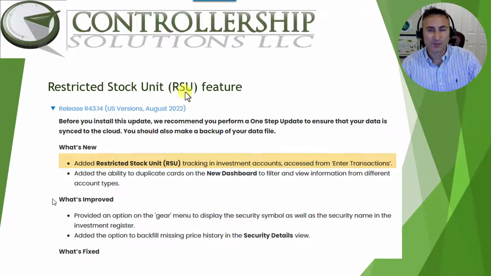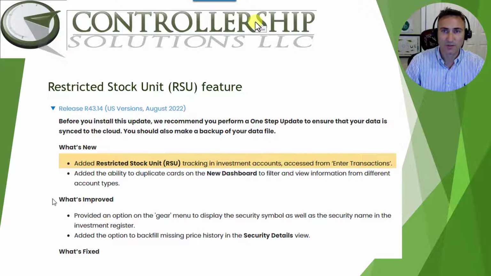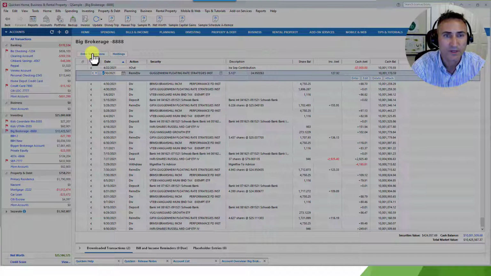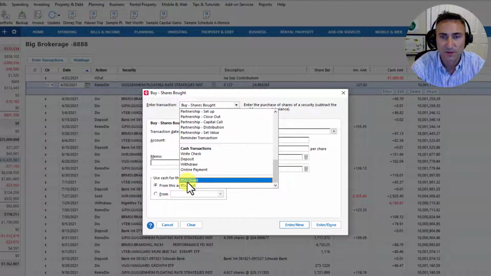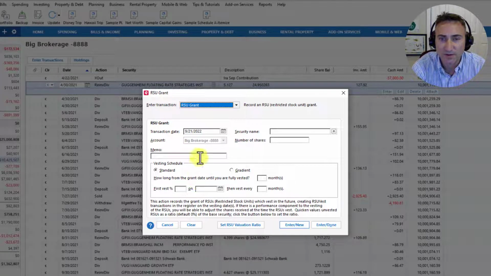The restricted stock unit feature was added in the August 2022 update. That's release 43.14. You can view all of these releases and additions in the release notes, which can be found from the help menu. Specifically, it says added restricted stock unit tracking and investment accounts accessed from enter transactions. Now let's go to the product. So here we are, and if we hit enter transactions, we're going to see some new items, RSU Grant and RSU Vest.